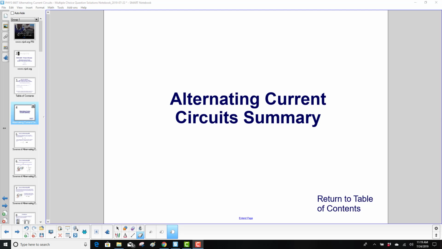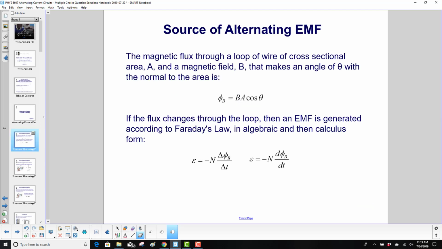Alternating current circuit summary. We're going to start with the definition of magnetic flux. Flux is BA cosine theta, where B is the magnetic field, A is the cross-sectional area of our loop of wire, and theta is the angle that the magnetic field makes with the normal to the area.